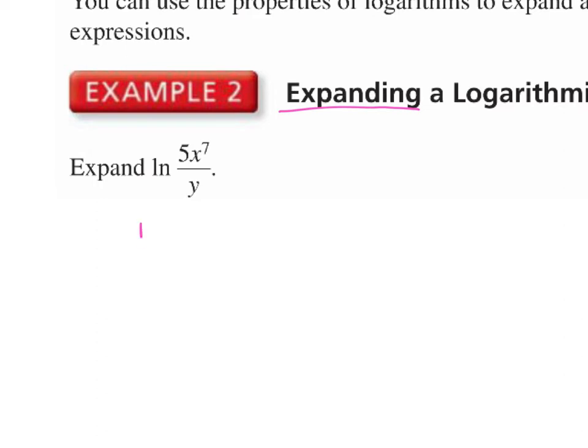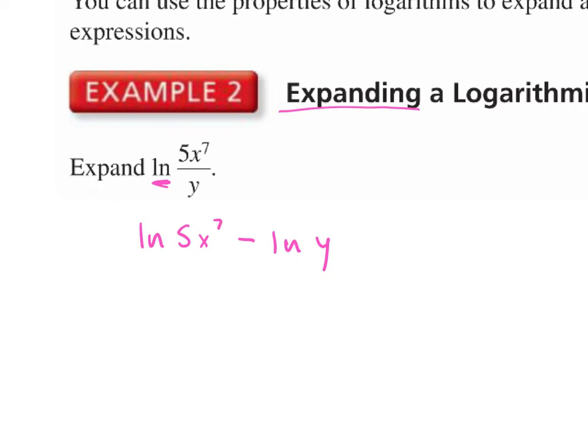Subtract. Awesome. For dividing, we need to subtract. So the ln of 5x to the 7 power minus ln of y. So I just subtract what's on the top minus what's on the bottom. And anytime you break it up, you need to include that log, or here it gives us ln, so we have to include that ln with each.